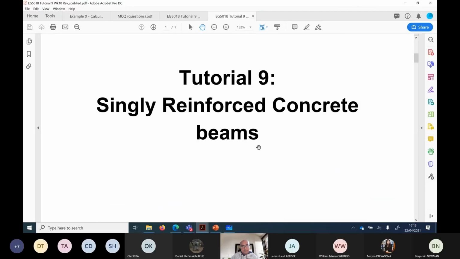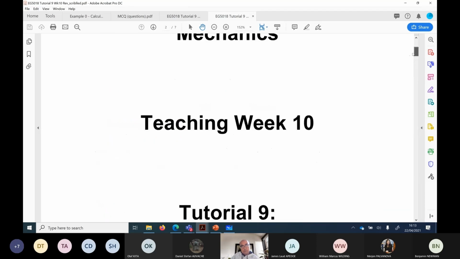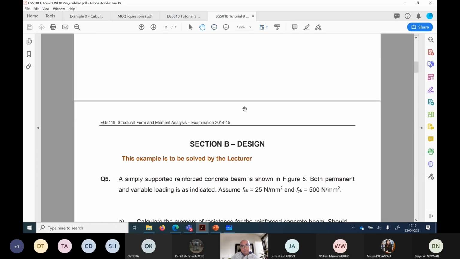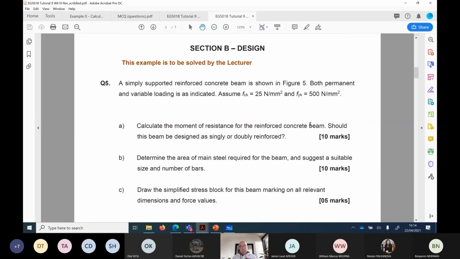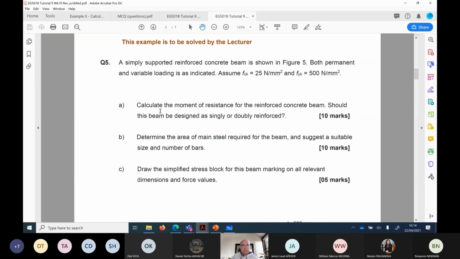I'm going to solve one tutorial example here, which is related to design of singly reinforced concrete beams. We have a simply supported reinforced concrete beam that is shown in this figure. Both permanent and variable loading is as indicated. Assume fck 25 Newton per millimeter square, fyk 500 Newton per millimeter square, and we have to calculate the moment of resistance for the reinforced concrete beam. Moment of resistance means that we have to work out MR.